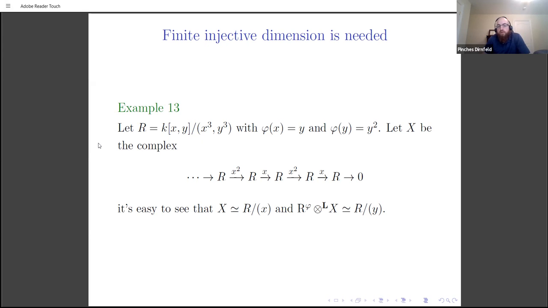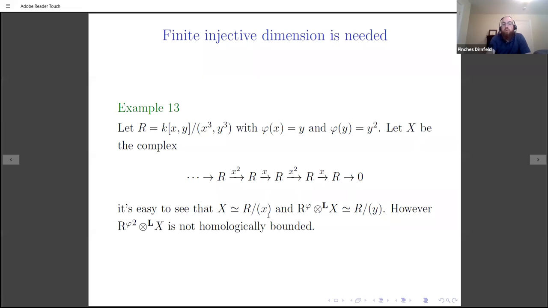Now, clearly, when I take R phi tensor with X, I'm just changing all these x's to y's. So this complex here, R phi tensor with X, is quasi-isomorphic to R mod y. So this is a bounded complex, right? This complex is definitely a complex that does not have finite projective dimension.